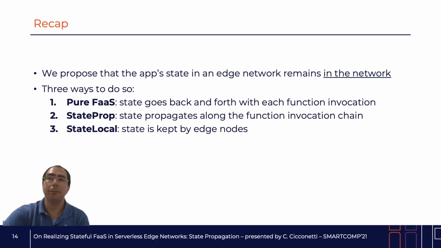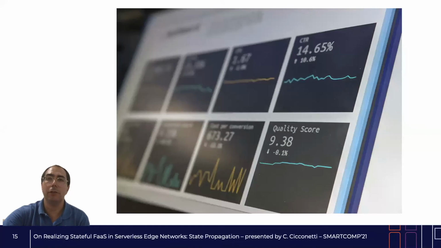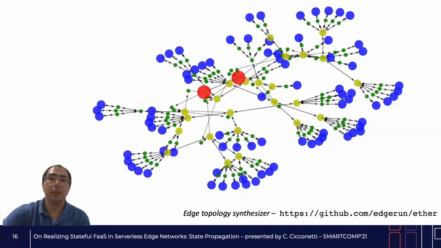We have proposed a state propagation approach, where the client only invokes once the function together with the full state of the application, which is passed along all the invokers until the client gets back the result. And finally, a state local approach, where the state is kept by the edge nodes. In order to understand the respective trade-offs between the different approaches proposed, in our research, we have used performance evaluation using simulation. For the performance evaluation, we needed two basic ingredients.